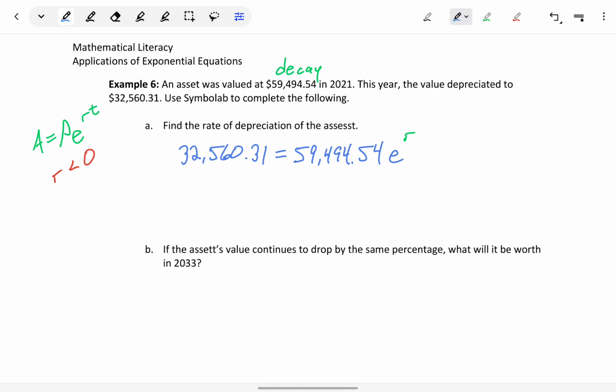T isn't given to us directly in this problem. We have to determine that value. What we're told is that this year, the value depreciated to $32,560.31. This year, at the time I'm recording this video, is 2026. So if we take 2026 minus 2021, the last date that we had a value for this asset, that means 5 years have passed. So for T, we're going to plug in a value of 5.